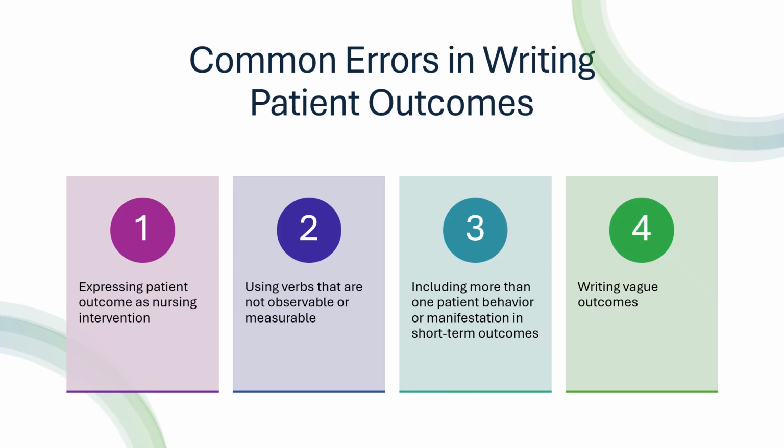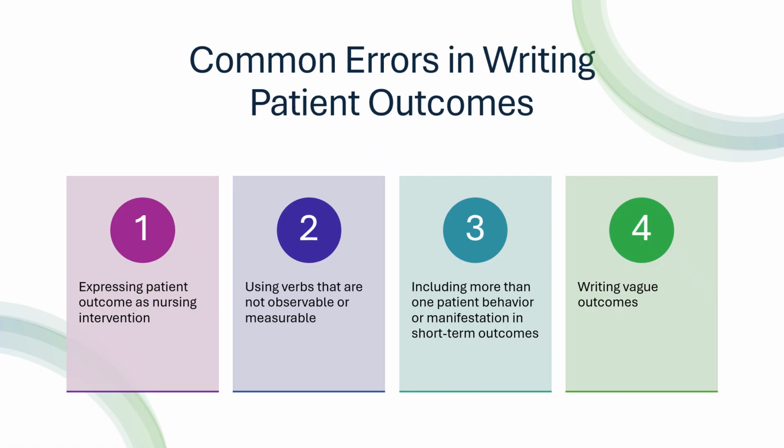Next, use measurable, observable verbs. Incorrect way of writing it would be Mrs. Gaston will know how to bathe her newborn. There's nothing measurable and observable about that outcome. The correct way would be to write it after attending the infant care class, Mrs. Gaston will correctly demonstrate newborn bathing. You also want to avoid vague verbs like know, understand, learn, or become aware.